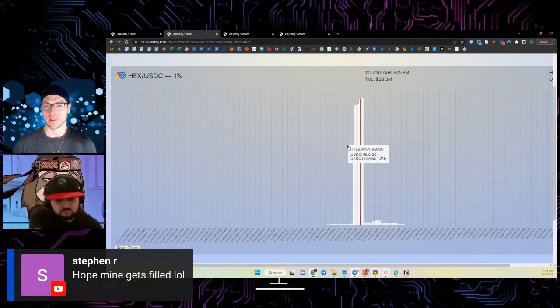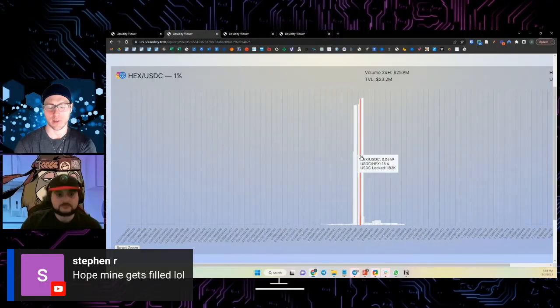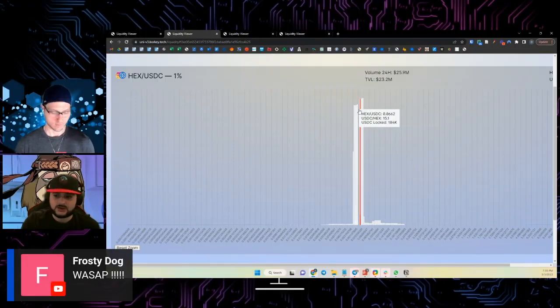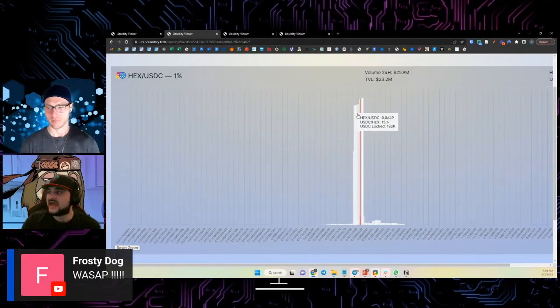And is there a way to tell how much would have to be sold in order to get it down to 3 cents, 4 cents, that range? Yep. So you would want to look at every single one of these bars that is to the left of the price, and you want to add all of it up.